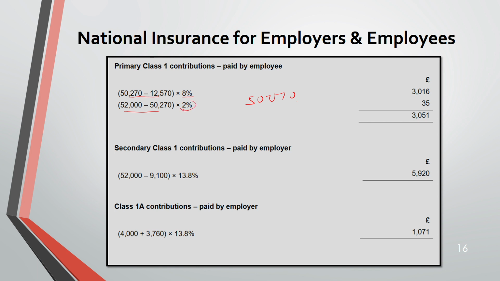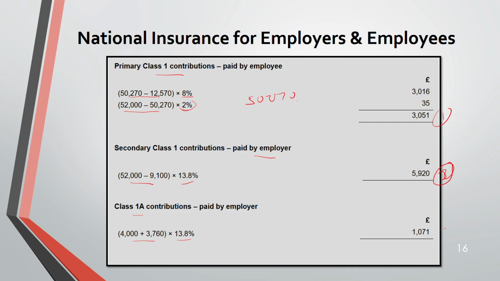Done. Then remember, class 1 by the employer: 52,000 is more than 9,100. Find the difference and apply 13.8%. Then class 1A: add both the benefits and apply 13.8%. Done. You see all three are kept separate.